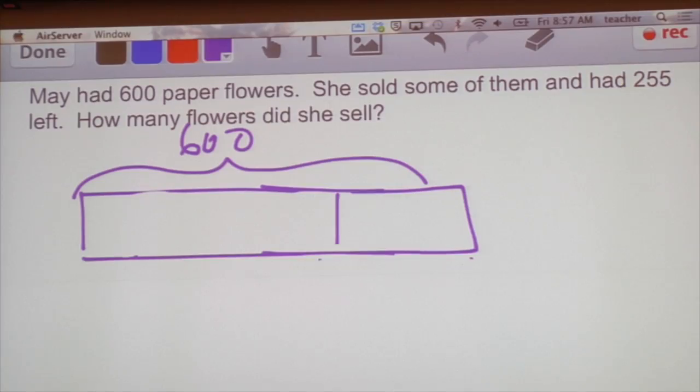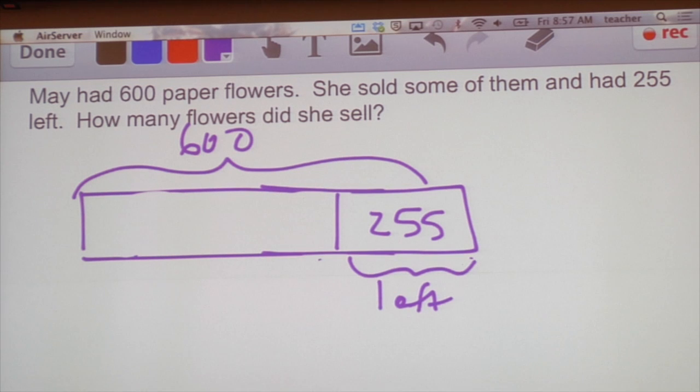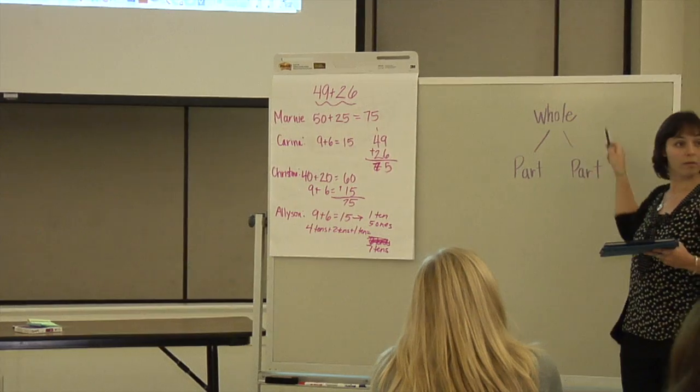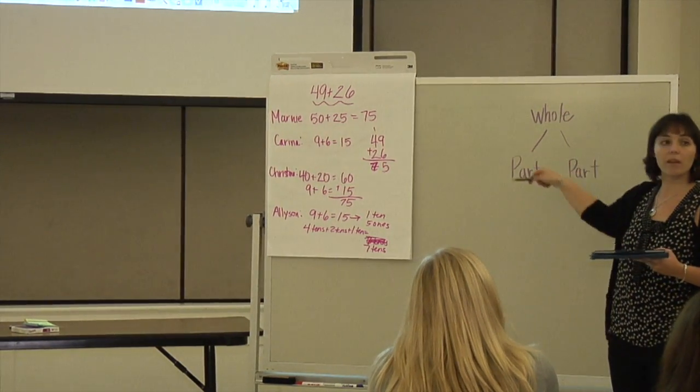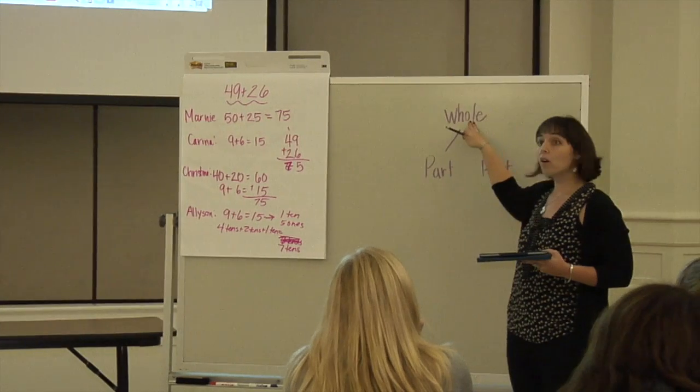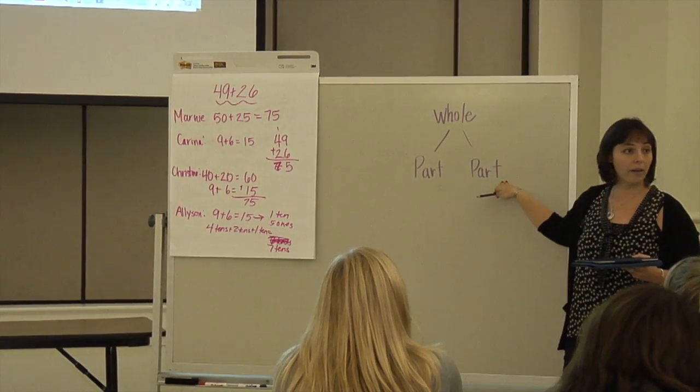So I show that she has 255 left. What am I looking for? How many she sold. So that's here. Now I know that this is a whole part problem, right? And we've talked about this in kindergarten, first grade, second grade, right? All this is whole part. If I know the whole and I know one of the parts, I can find the other part, right?